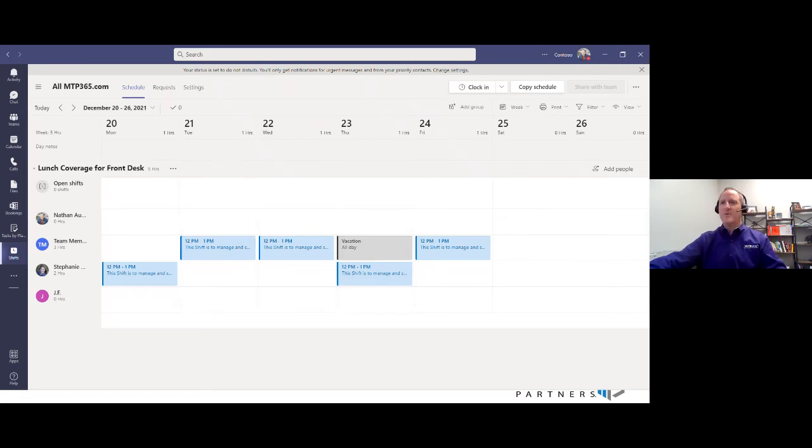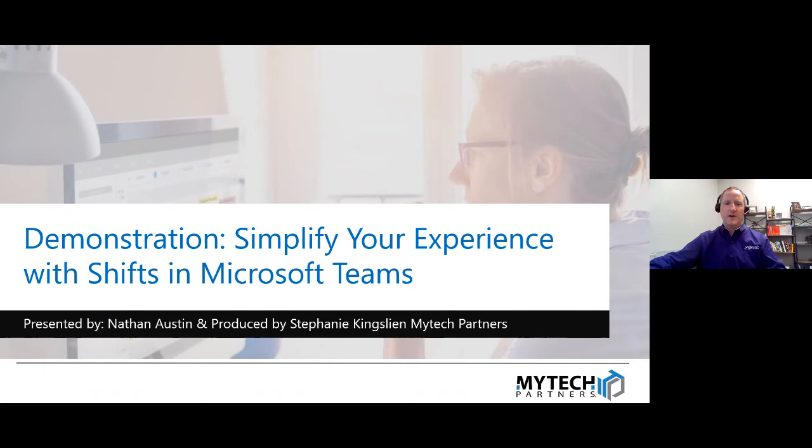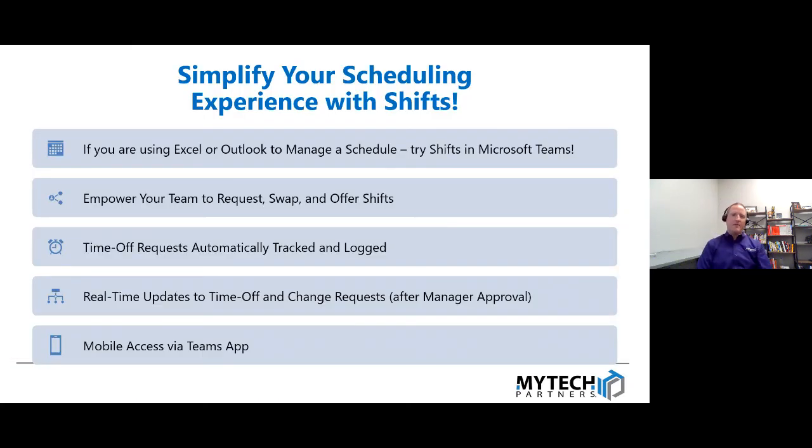So I'm going to go back to our PowerPoint presentation and really kind of hit a little bit of a summary here. Really simplifying, if you're using Excel or Outlook to manage your schedule, try shifts. I'm not saying it's going to be the end all be all answer, but I think because of the workflow and the automation, the approval processes that are automatically built in, it can really simplify your experience if it's a good fit for you. It can empower your team to request shifts, swap shifts, offer shifts up, all without you having to intercede, but you do as a manager get approval to be able to make those happen or not.